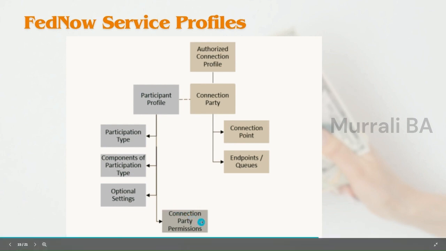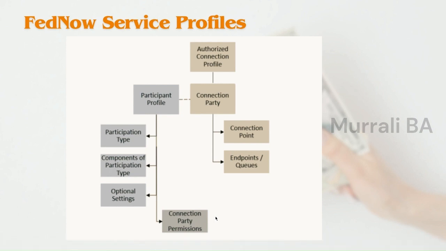And these connection party permissions are nothing but a set of connection points, which are nothing but MQs that actually connect with FedNow. So by providing the permissions here, you can control and restrict the message flows to your systems.